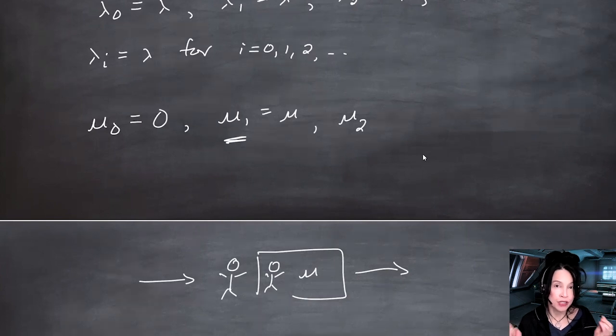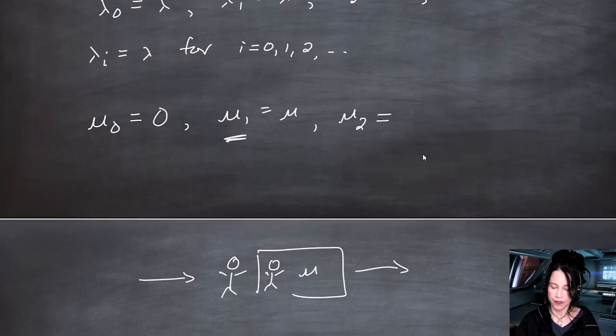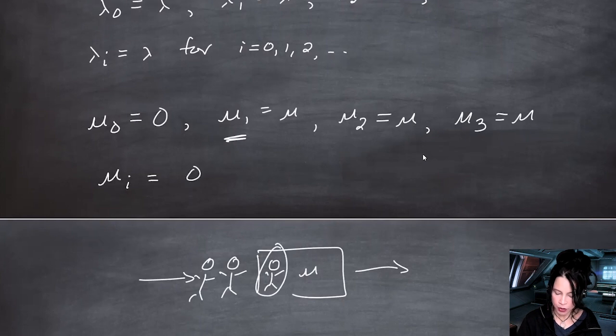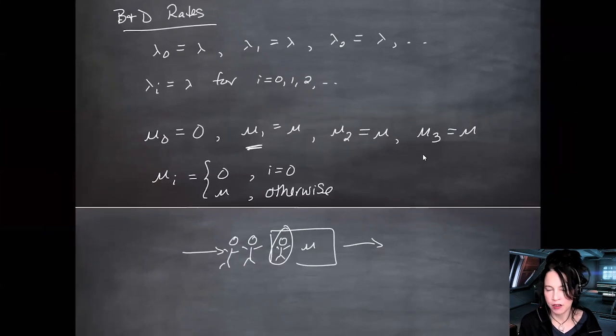If we had 2 servers, each exponential with rate mu, the next departure from the system will be the minimum of those 2 exponentials. And now we're talking about racing exponentials. But here, the time to the next departure is still exponential with rate mu. And if there's 3 people in the system, the next departure is going to be this person, and that will be after an exponential amount of time with rate mu. And so we get that mu i is 0 or mu. It's going to be 0 if i equals 0, and it's going to be mu otherwise. So constant birth rates, constant death rates.